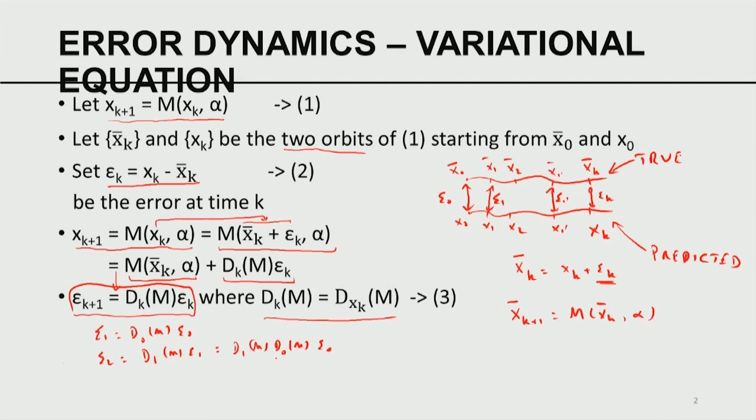What is this? This is the Jacobian evaluated at the first state. This is the evaluation at the next state. So it's the product of Jacobians. This equation 3 in mathematics is called the variational equation. In meteorology literature, it is also called the tangent linear system.